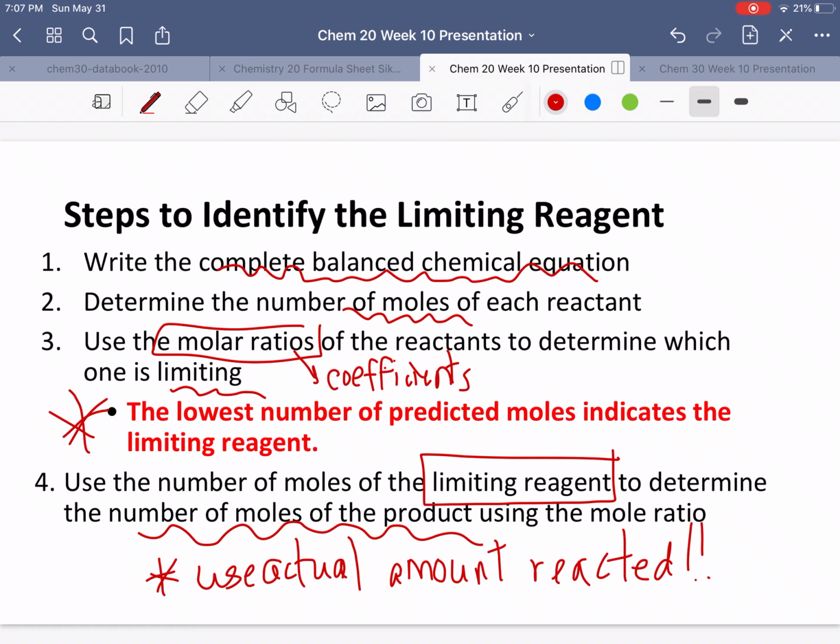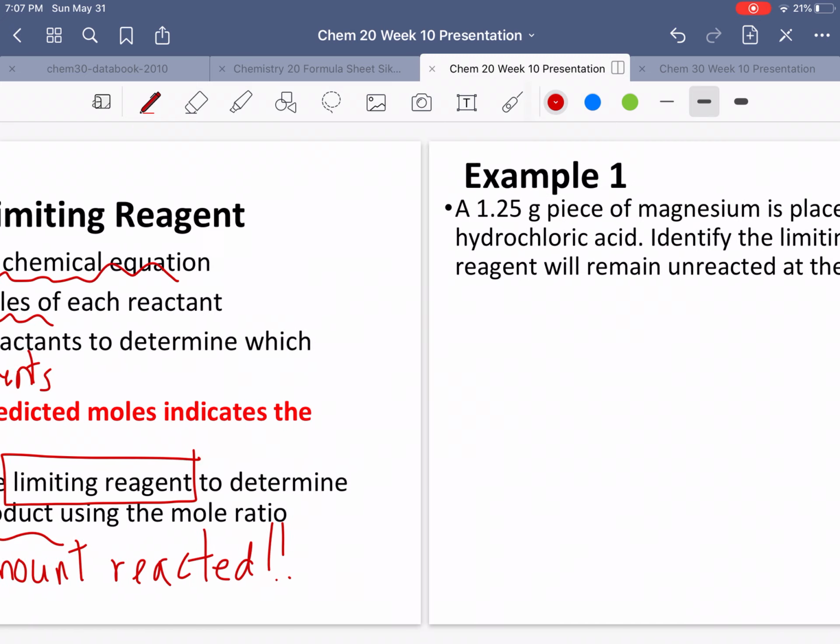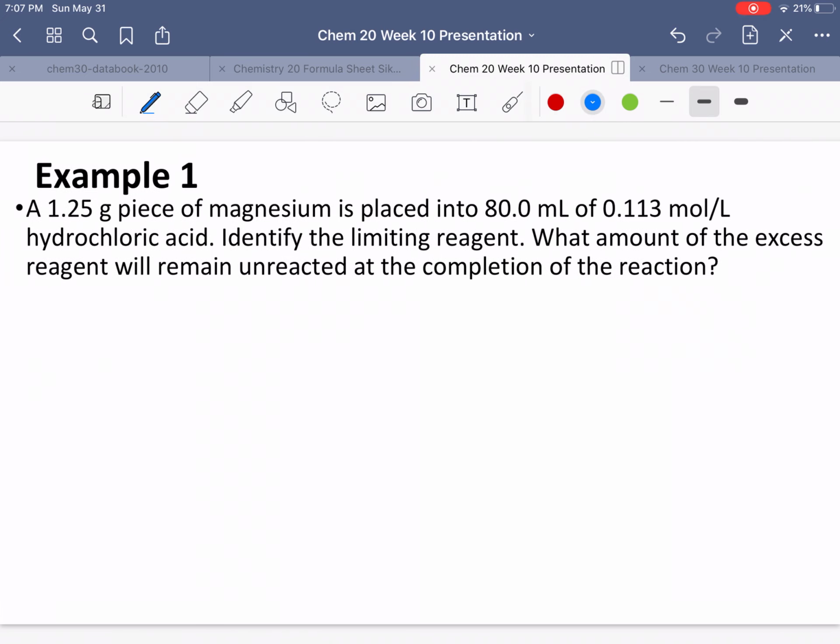Alrighty. Best way for us to do this is jump on in and put it into practice. So, starting right from the beginning, we've got a certain mass of magnesium put into a certain volume at a concentration of hydrochloric acid. There's our two reactants, magnesium, hydrochloric acid. You've just been given a way to find the number of moles of both of those. So you've got to figure out what the limiting reagent is. Then this one has a twist. Ooh, what amount of excess reagent will remain? That gets interesting. What amount won't be reacted?